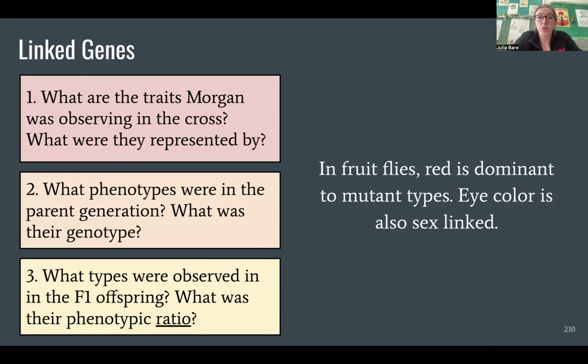Then what is their genotype? Finally, what types were observed in the F1 offspring? What phenotypes were observed? And what was their phenotypic ratio? Remember, in fruit flies, red is dominant to mutant, and eye color is also sex-linked. So take a second and see if you can answer these questions. I would give yourself at least 5 to 10 minutes to answer those three questions. Definitely pause the video at this point too.